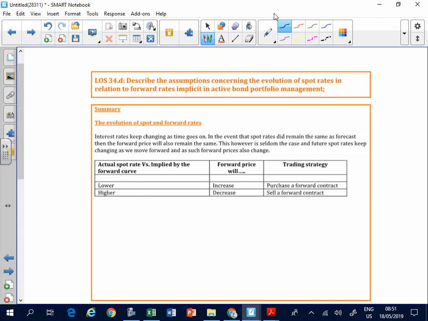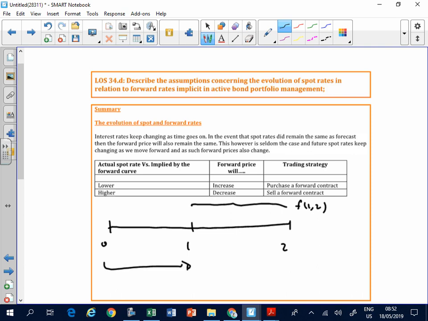Does it make sense? If I just draw a timeline, this is time 0, time 1, time 2. At time 0, this from here to here is a forward rate. What's the maturity of this forward rate? 1 year, relative to today. Now, I'll buy my bond and hold it for 1 year. What does this new rate become over here? A 1-year spot rate. It's starting here, it ends there. This is the starting point, therefore it's a spot rate.